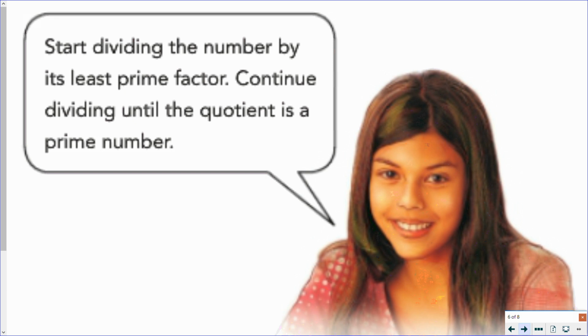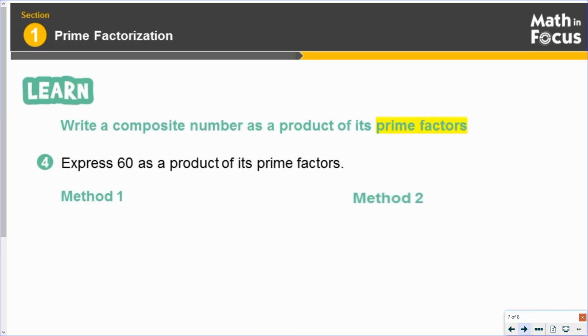So one strategy that we have here from our young lady is to start dividing the number by its least prime factor and then continuing until we get a prime number. And we'll look at that strategy here in just a moment. So we want to express 60 as a product of its prime factors. And there are 2 general methods that we use in order to get that answer.